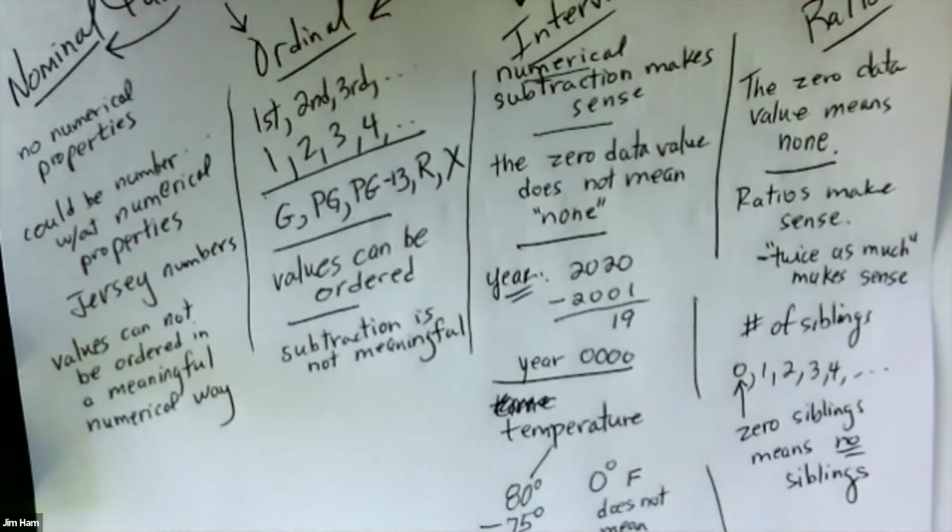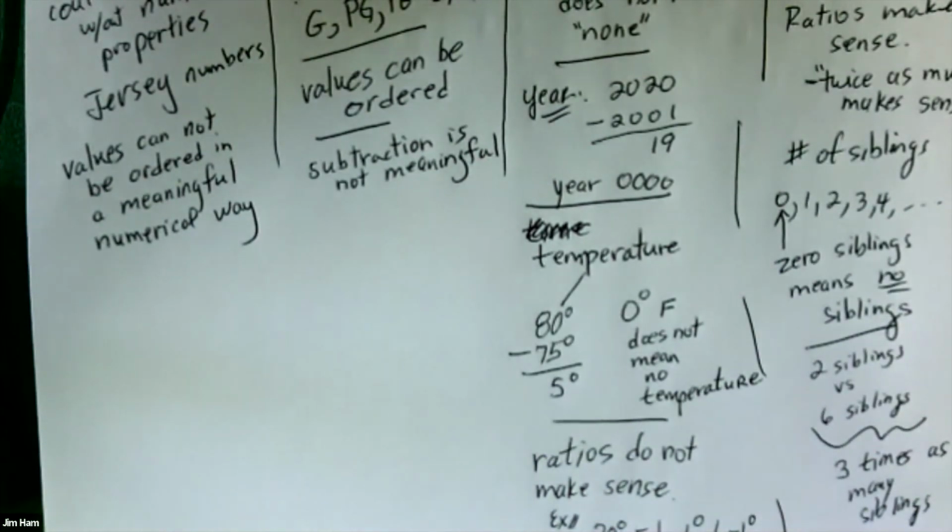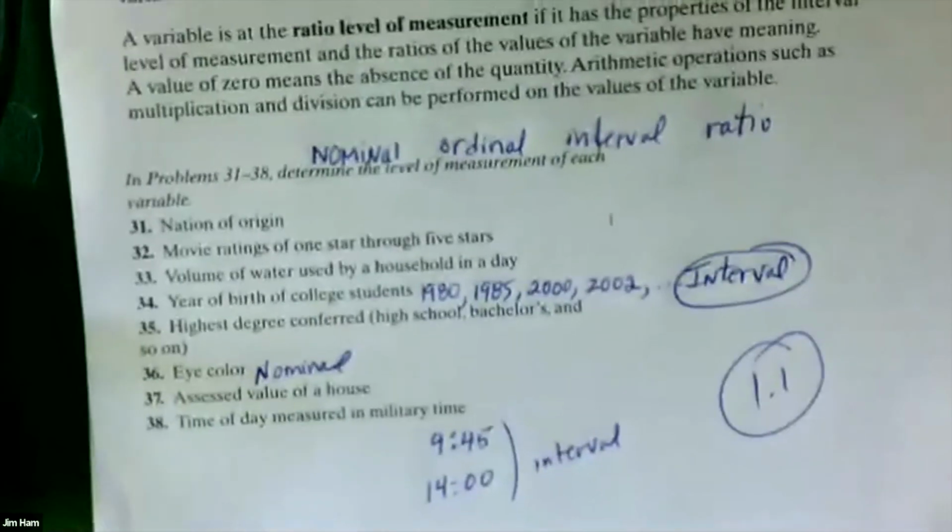And the other thing we should check probably is the ratios. If one student has 2 siblings and another student has 6 siblings, can we say that the one student has 3 times as many siblings as the other student? Would that make sense in this context? And the answer is yes, it does make sense in this context. So therefore, we're dealing with a ratio level variable. Take a look at some examples. You can see that we've done a couple here.